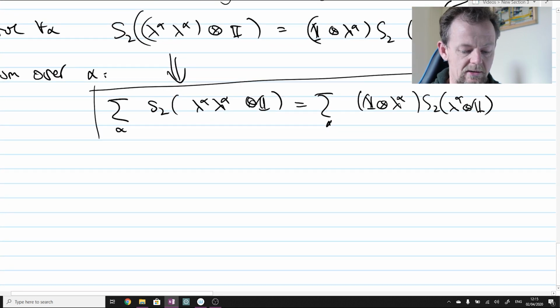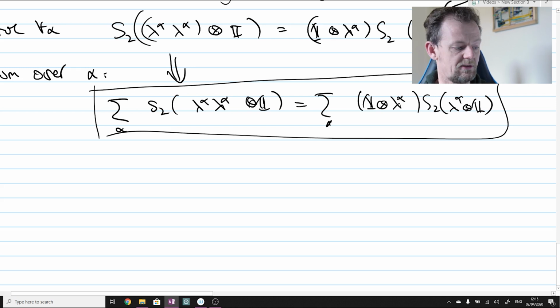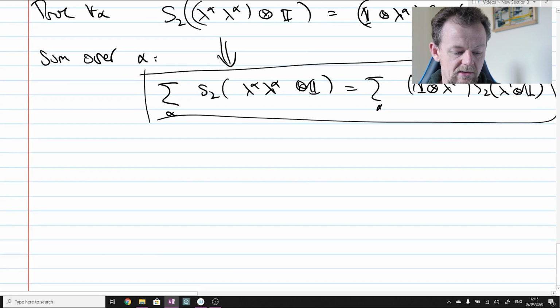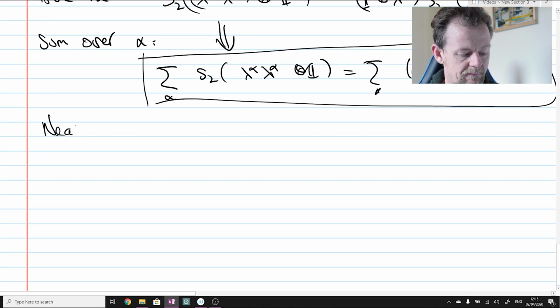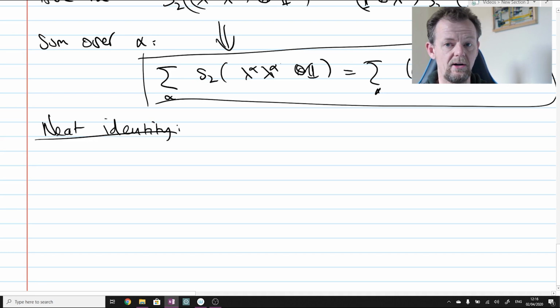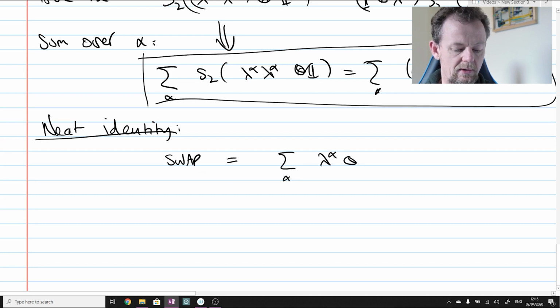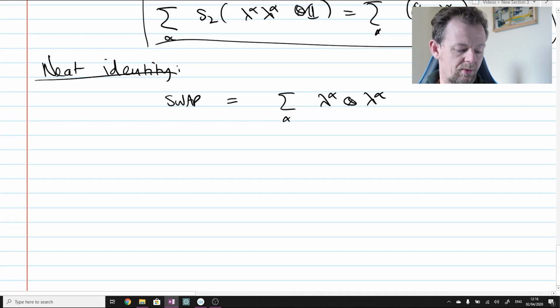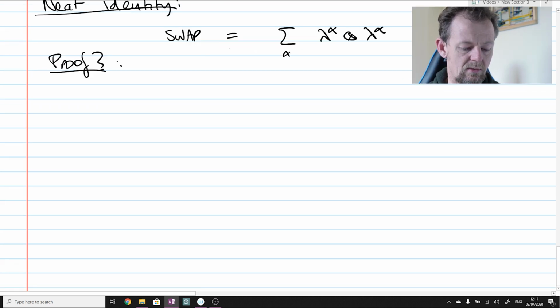Now it turns out that this sum simplifies in a very nice way. The thing to bear in mind here is that there is a neat identity for sums of lambda alphas. And here is the neat identity. It turns out that the swap operator is exactly the sum over alpha of lambda alpha tensor lambda alpha. Remember, lambda alpha is Hermitian here. How can you prove this? How would you argue that swap is equal to the sum of these operators?